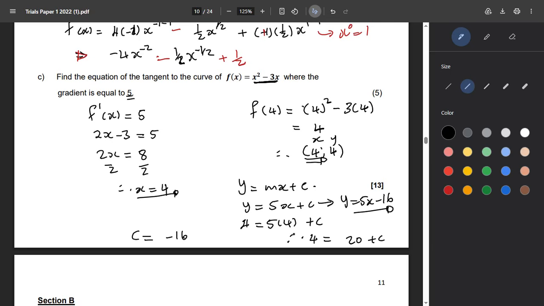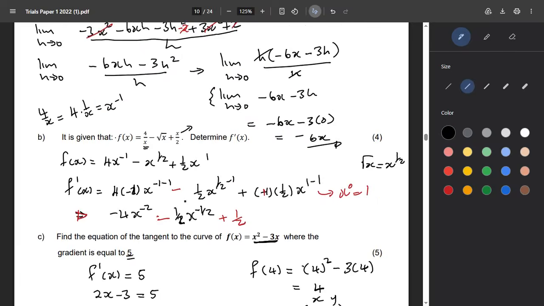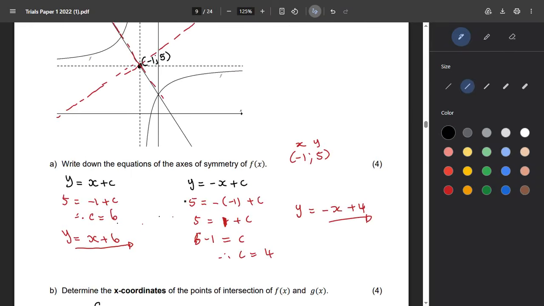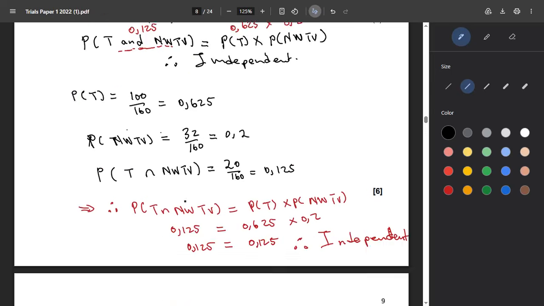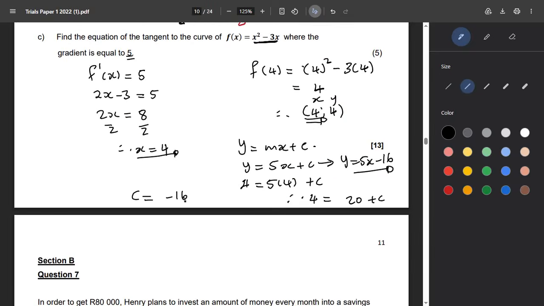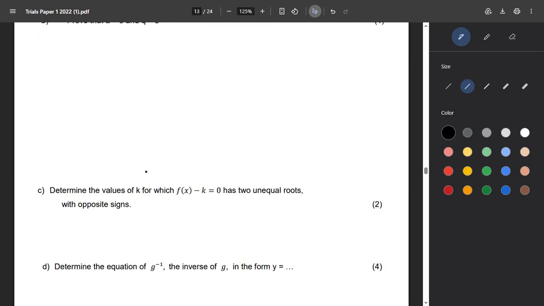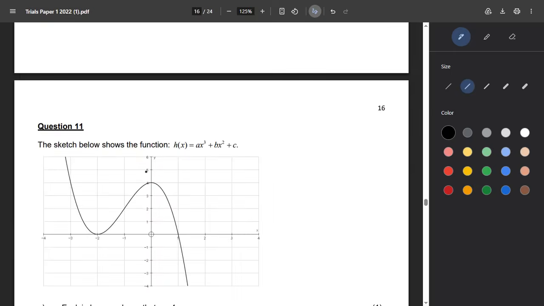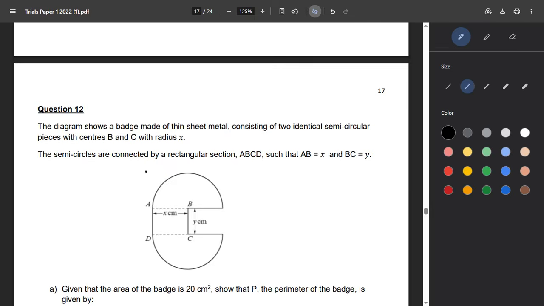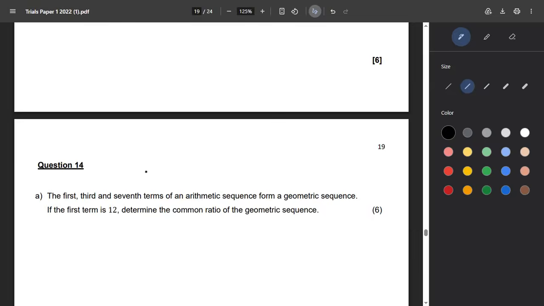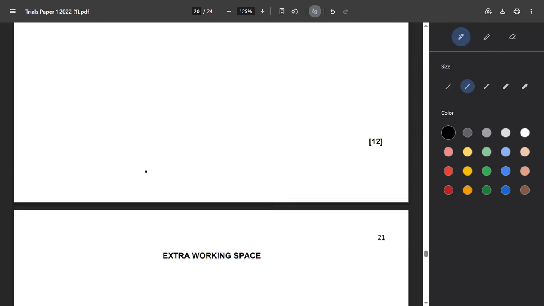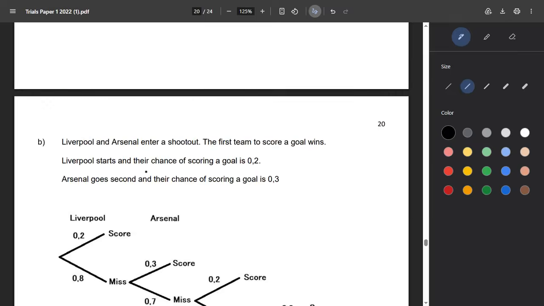Ladies and gents, this was section A of this trial exam question paper. In the next lesson, I'll focus on section B, which is up to question 14.